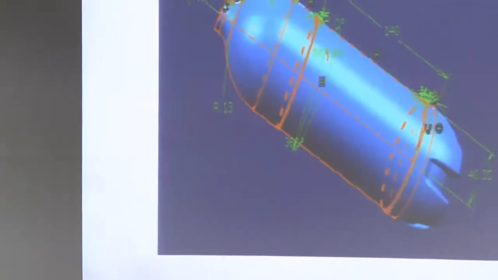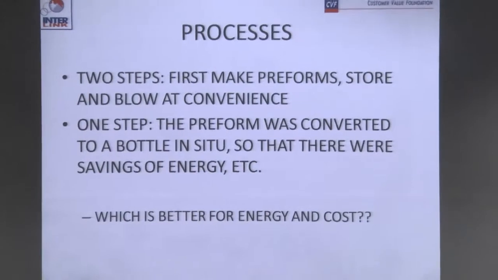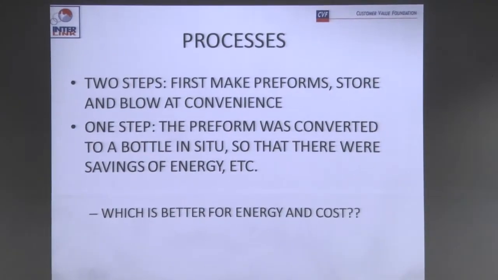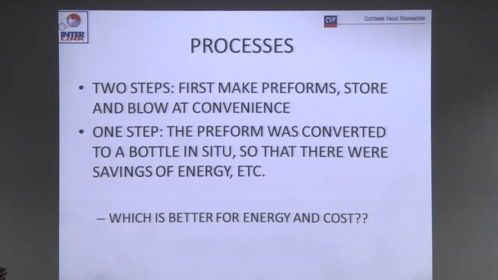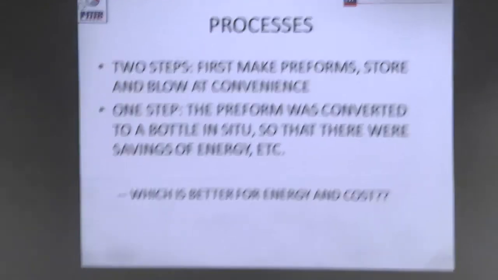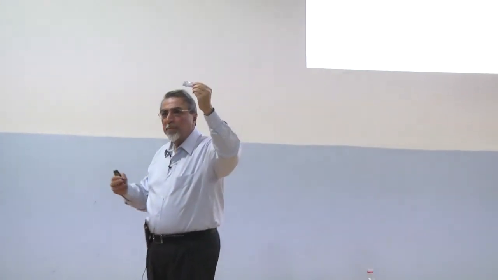So the rest, I already talked about the two-step. There was a two-step process and a one-step process. In the two-step process, there's a machine that makes the preform, and simultaneously you go into a machine that blows it. So you never have to cool it down and reheat it. Which one do you think is better? A two-step process or a one-step process?